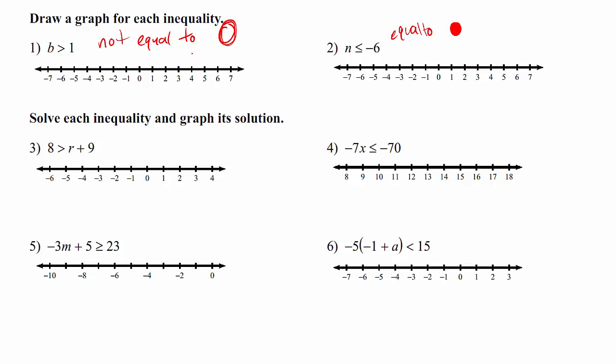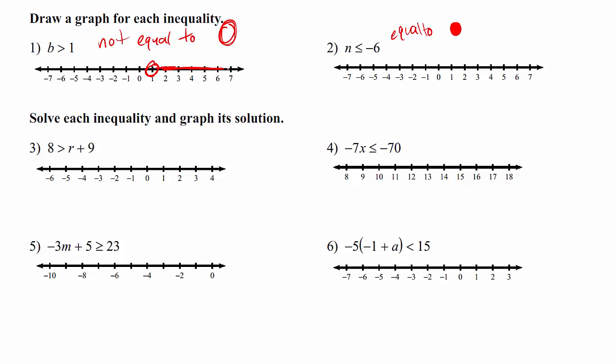So b is greater than 1, we're going to put an open circle at 1. And then we're going to shade the direction of the numbers that are bigger than 1. So if you think about that, that's numbers like 2, 3, 4, 5, 6, 7. So we're going to shade to the right.